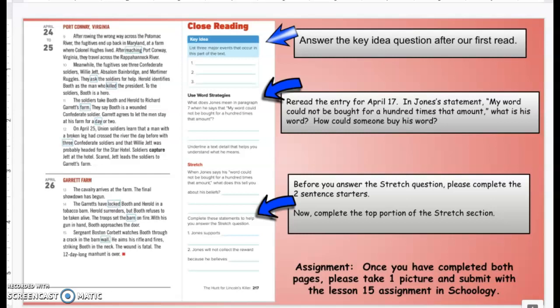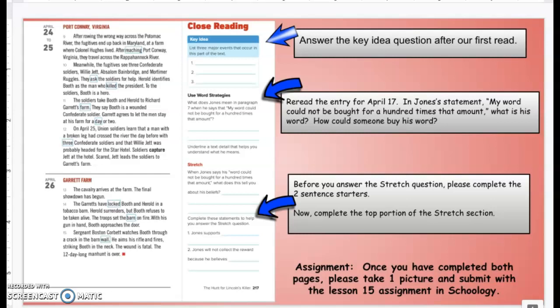In Jones's statement, his quote is, "My word cannot be bought for 100 times that amount." What does his word mean? And how could someone buy his word? All right, so you're going to go back, underline the text detail that helps you understand what he means. So you're going to go back to page 216 and reread the April 17th entry.